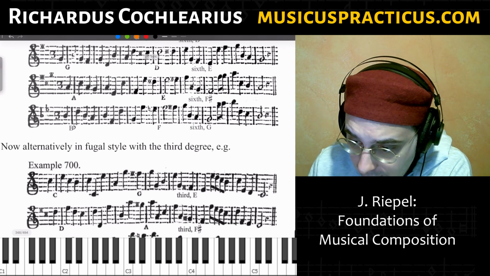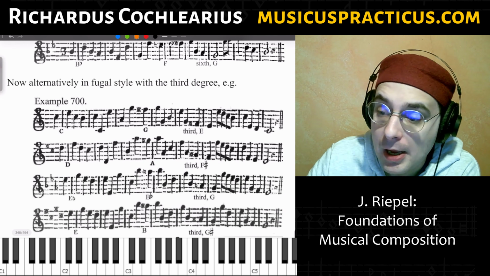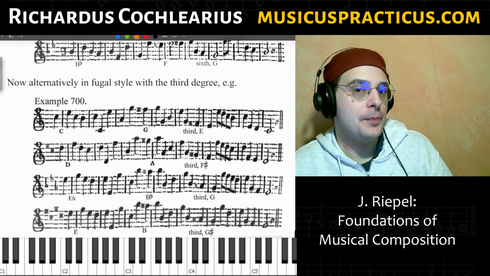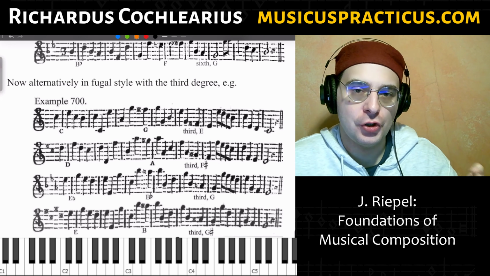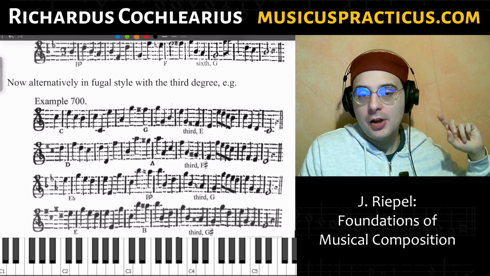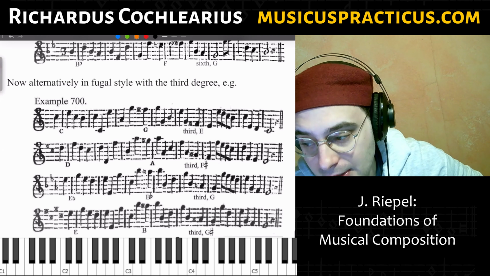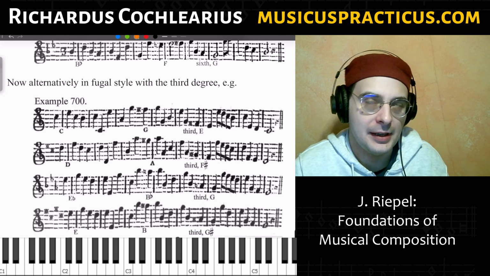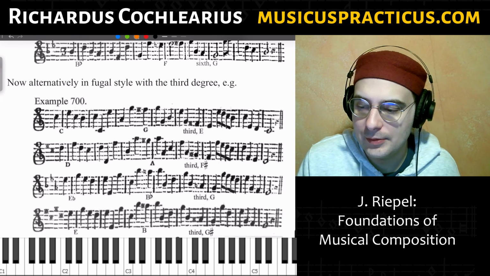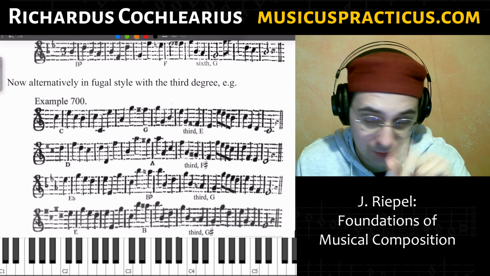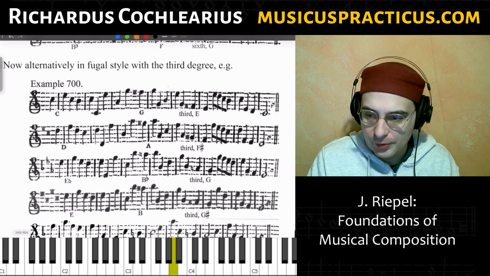Now, alternatively in fugal style with the 3rd degree. Fugal style doesn't mean with the fugue, but with the plan of the fugue, because he showed, if you remember one of our previous videos, how Fuchs made modulation to the 3rd degree in fugues, in his fugue style. So he says, Riepel, that in the concerto style we have the modulation to the 6th degree, while in the fugue style we have the modulation to the cadence to the 3rd degree, E minor. So that's why it's not a fugue, of course.